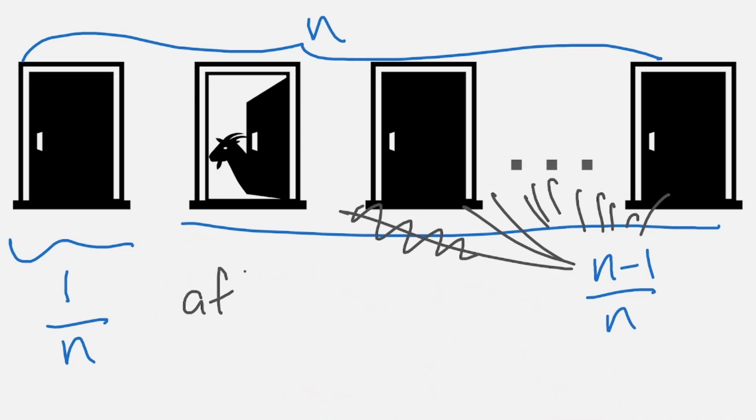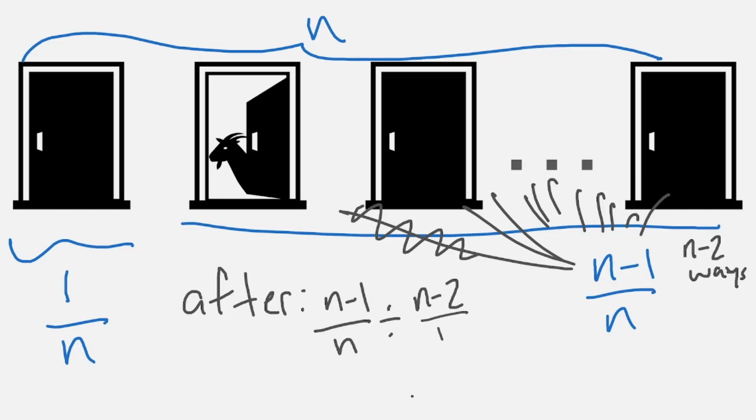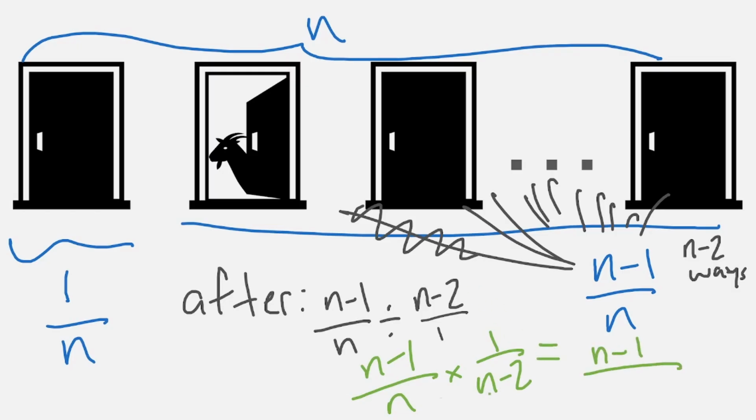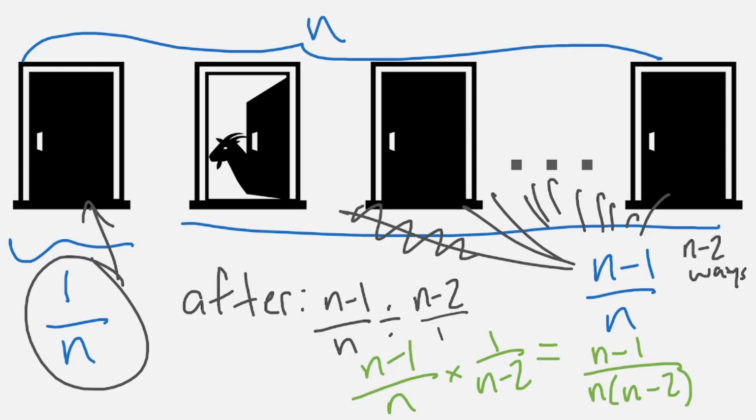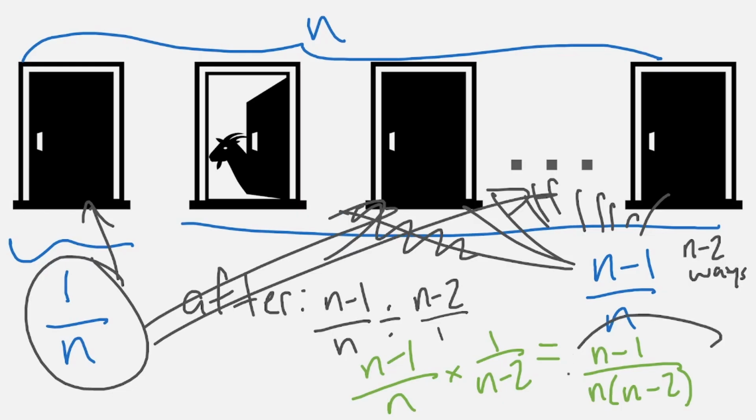Let's see after. So after, it's not split n minus 1 ways, it's split 1 less. So n minus 2 ways. And so now we do n minus 1 over n. And instead of dividing by n minus 1, we divide by n minus 2. So when we flip and multiply, we get n minus 1 over n times 1 over n minus 2. Now when we multiply, across the top, we get n minus 1 times 1. So that's just n minus 1. And on the bottom, we have n times n minus 2. And so this is our chance if we stay here. And if we switch to any of these doors, we get this.